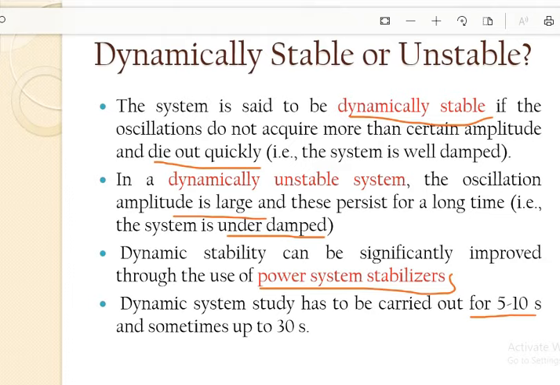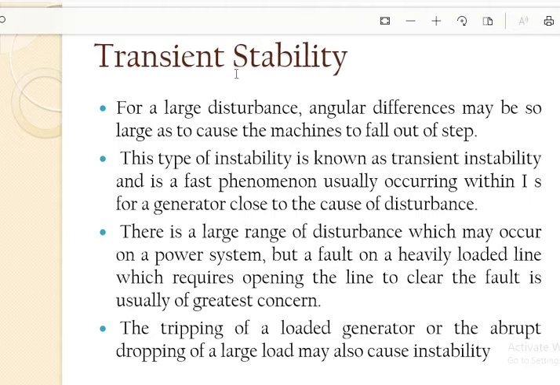Now next, the most important stability that many of our power systems are concerned with is transient stability. As the name indicates, what is transient stability? Transient means sudden, for a short duration, isn't it? That means a very large disturbance happening within a very short duration. That is called transient stability.